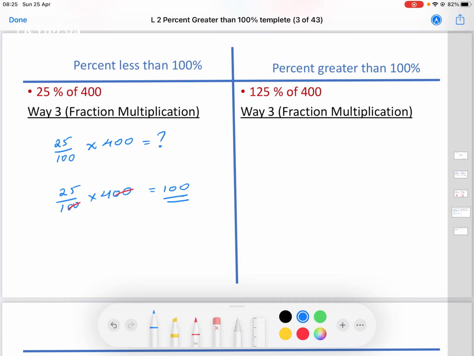Similarly, for the percent greater than 100, 125% of 400 is how much? So that can be written as 125 over 100 times 400. 100 to 1 is 100, 100 times 4 is 400. 125 times 4, as we have already calculated, is 500.